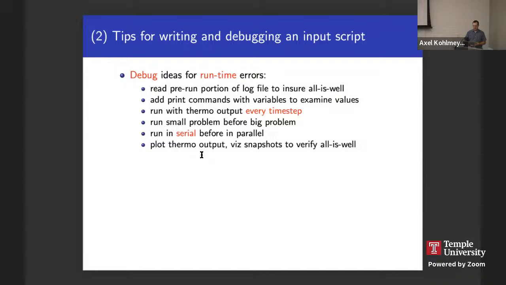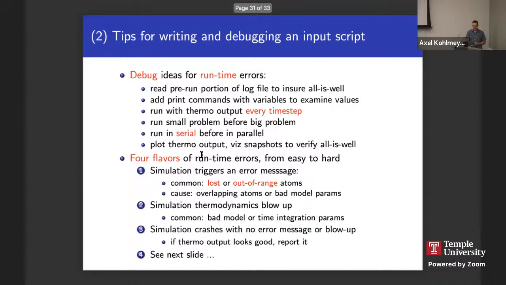It's helpful to run a small problem before a big problem, because small problems are easier to debug, easier to visualize, easier to understand. Run in serial before you run in parallel, and then you can plot the thermo output as well as visualize snapshots to make sure that everything is doing what you think it should do. There are four flavors of runtime errors. Some are easy, some are hard.